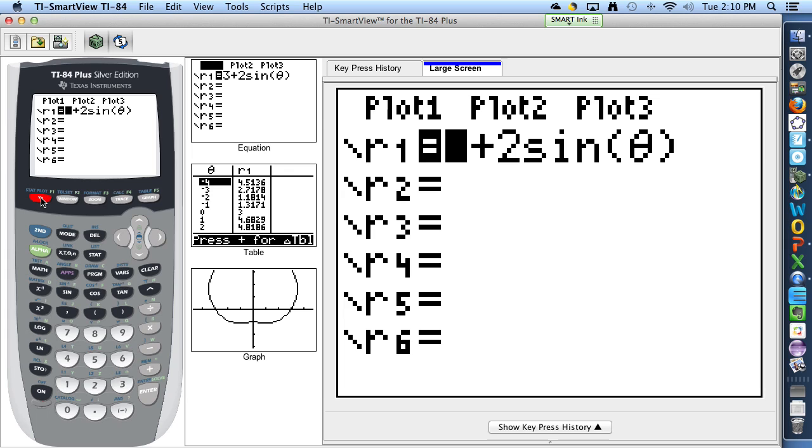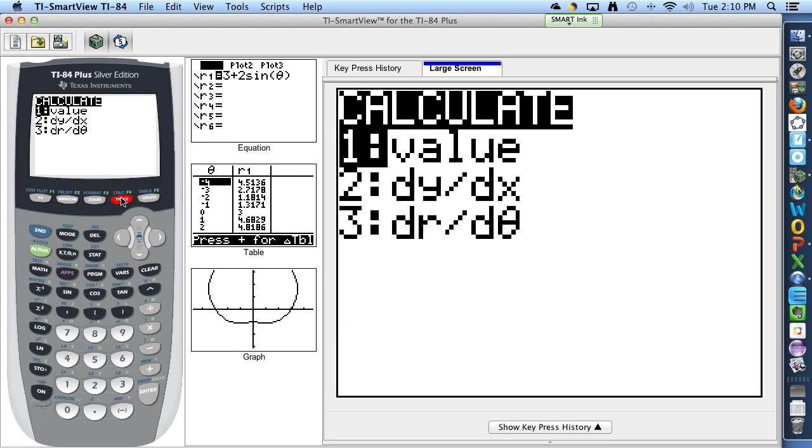If you go to second calc, I want to show you that you can calculate the value based on r. You can also calculate dy over dx, the derivative of y with respect to x, for a given theta value, or you can calculate dr d theta. Now I want you to understand, dr d theta is how much the radius is moving with respect to how much the angle is moving. So when you say dr d theta equals 0, you don't mean there's a horizontal tangent line. You mean r isn't changing, right? And if dr d theta was always 0, you get a circle, right? Absolutely.